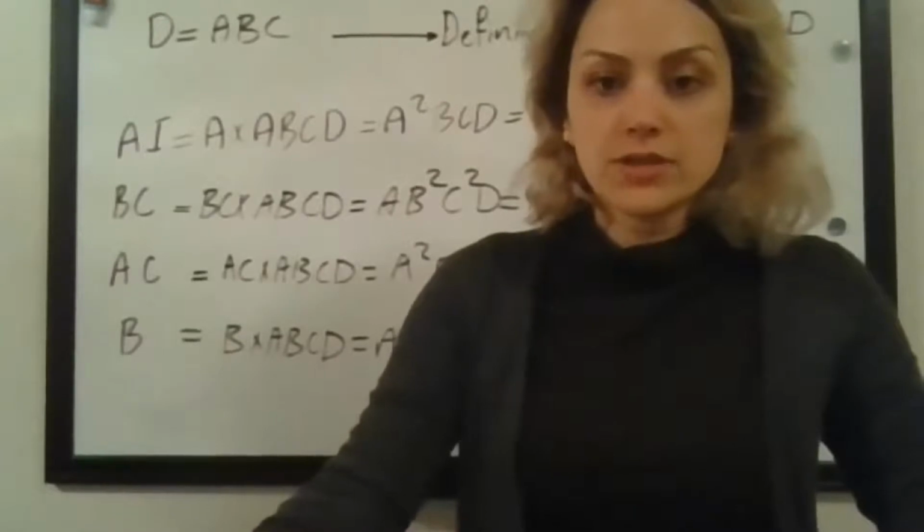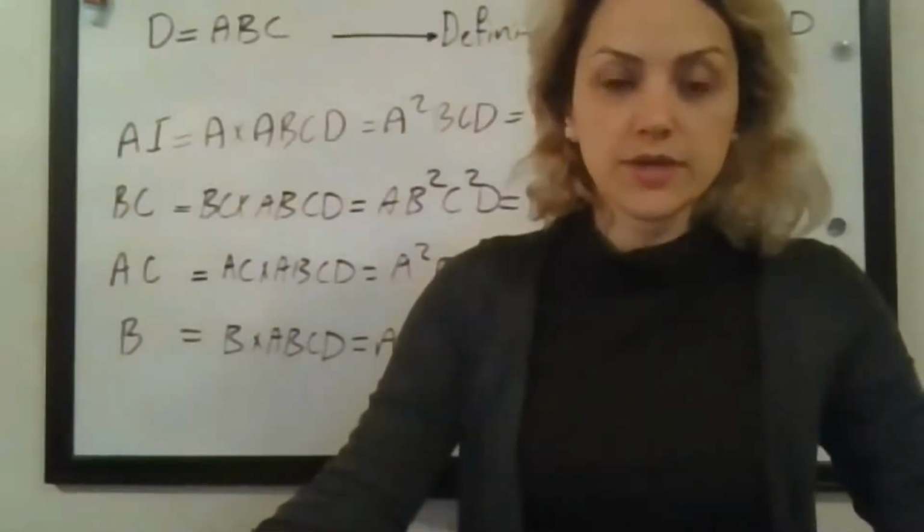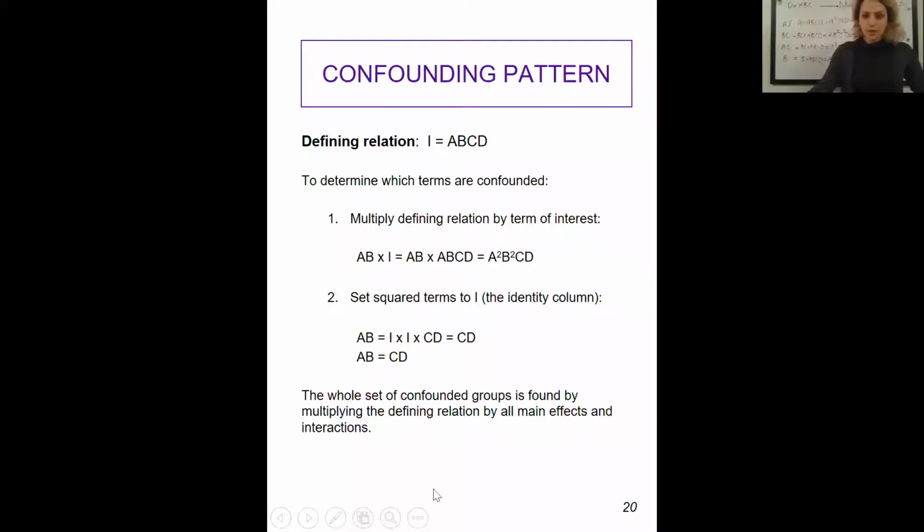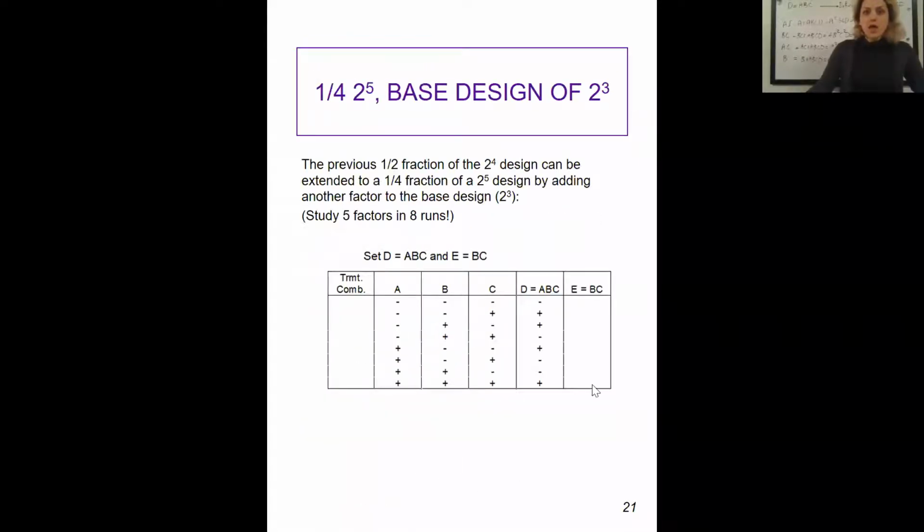So now let's share the screen and go back to our notes to see that. Where are we? Okay, so we worked on this one and we had an example. So let's look at here. The previous half fraction of the 2 power 4 design, with 4 factors, can be extended to a 1/4 fraction of the 2 power 5 design by adding another factor to the base design.